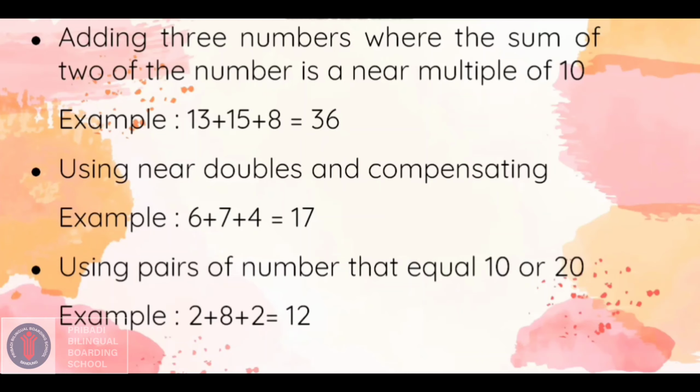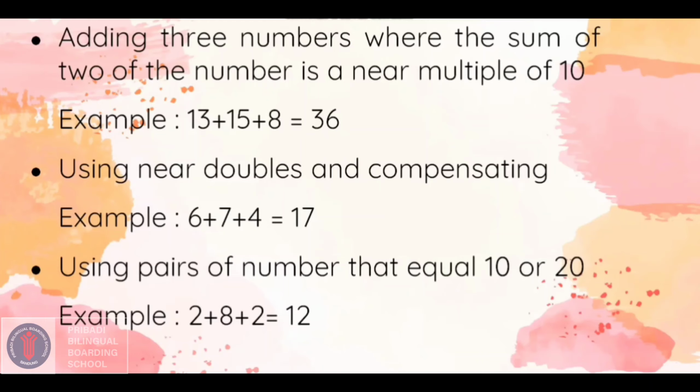That's the first way. The second way is using near doubles and compensating. For example, here I need to add 6, 7, and 4 together. I know that double of 6 is equal to 12. So I add 6 and 7 together, and when we put it together, it will be equal to 13. So when I have 13 and I add 4, it will be equal to 17. That is the second way.